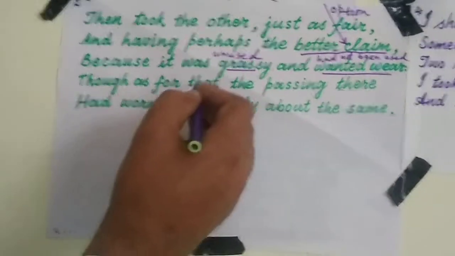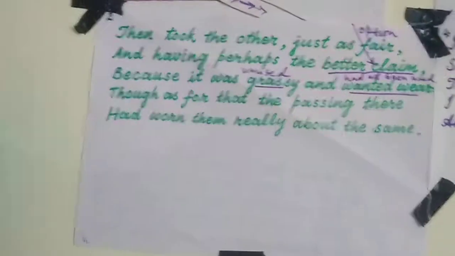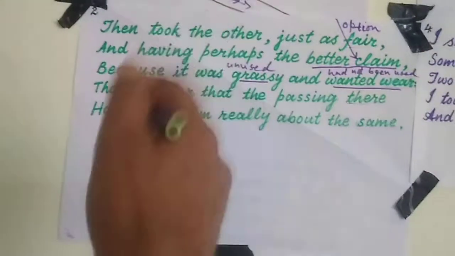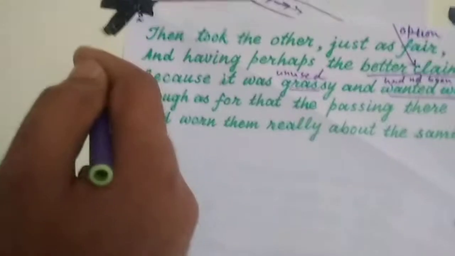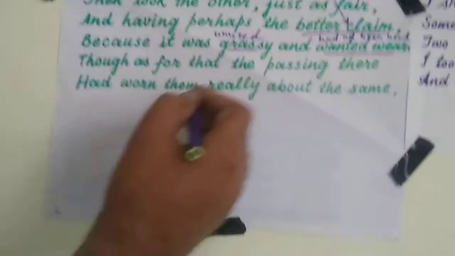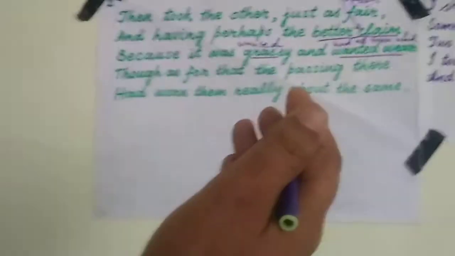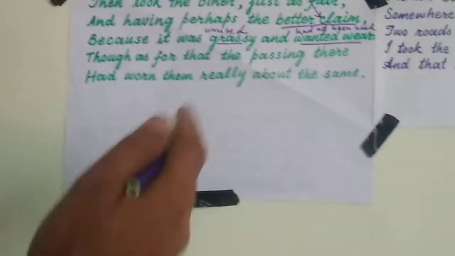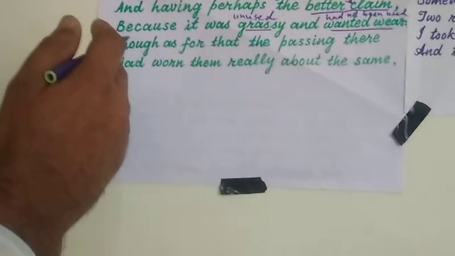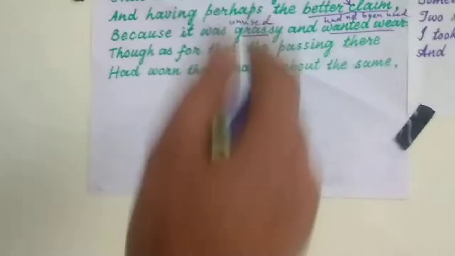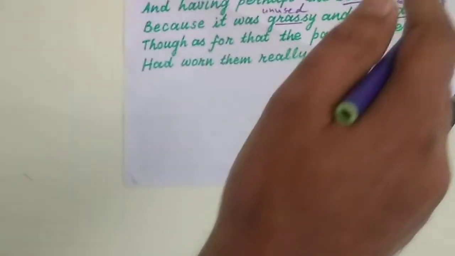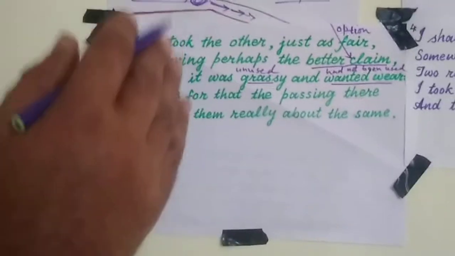As for the passing there, और काफ़ी देर यानी कि कुछ देर उस रोड के ऊपर चलने के बाद फिर पोएट को लगता है, had worn them really about the same. भले ही शुरुआत में उसको लगा हो कि इस रोड के ऊपर ग्रास है, ज़्यादा लोग चले नहीं हैं, लेकिन जब वो उस रास्ते के ऊपर चलता है, now he has taken the decision, he has made a choice that he will walk on and he will follow that road.